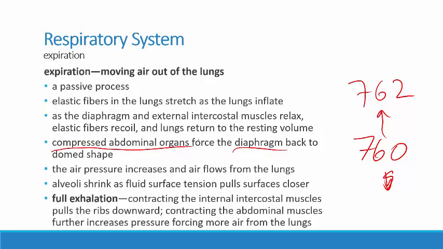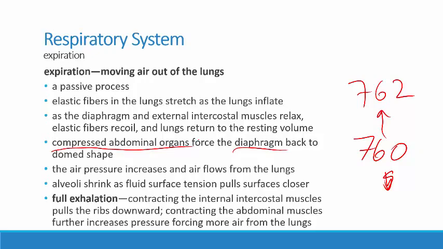Now, if you want to do a full exhalation, if you really want to squeeze that air out of the lungs, then the internal intercostal muscles can contract. That pulls the ribs downward, so that we get, that was me breathing out, all of the air, or as much air as possible, squeezed from the lungs.